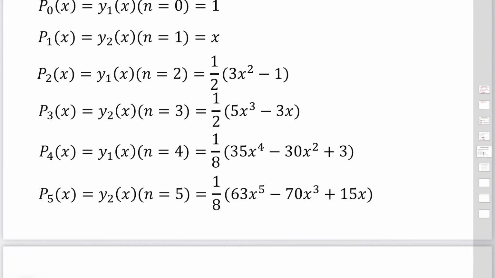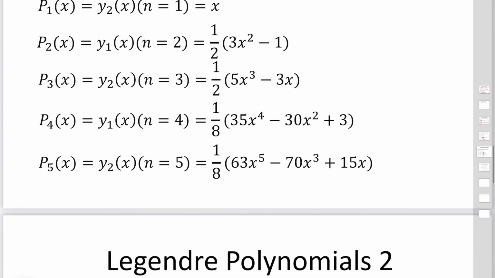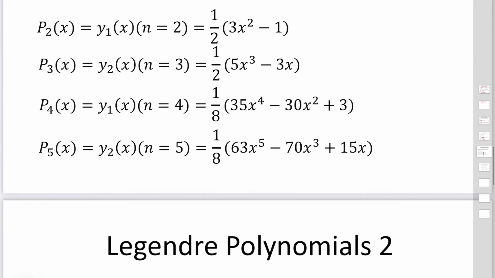P sub 3, we choose y sub 2, n equals 3. And the polynomial is expressed as 1 over 2, 5x cubed minus 3x. And P sub 4, we choose y sub 1, n equals 4. It becomes 1 over 8, 35x to the 4th minus 30x squared plus 3. For P sub 5, we choose y sub 2, n equals 5. 1 over 8, 63x to the 5th minus 70x cubed plus 15x. We can create the Legendre polynomials following the same method.